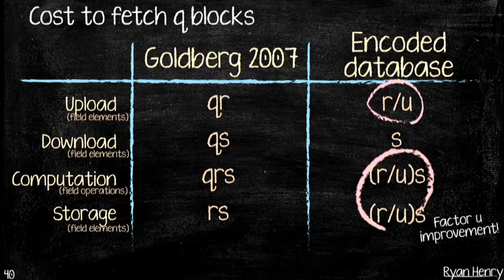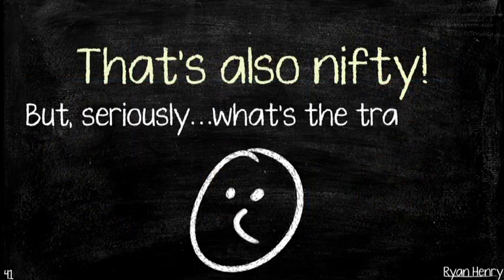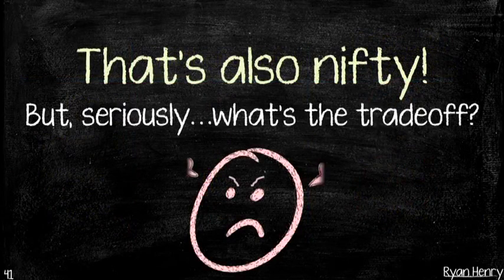I've actually gone through this a lot faster than I had expected. So yeah, there's some more, but I didn't expect to be here quite so soon. So anyways, that's cool too, but seriously, I just glossed over the trade-off last time. What is the trade-off? There's got to be a trade-off. You can't just infinitely make things faster. So it turns out, yes, there is a trade-off.